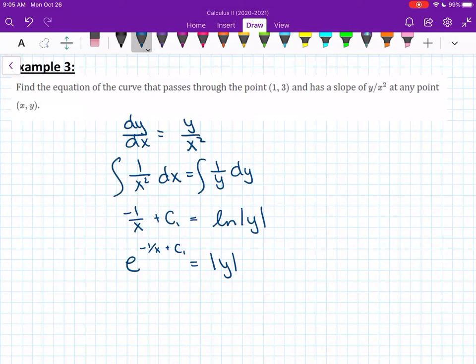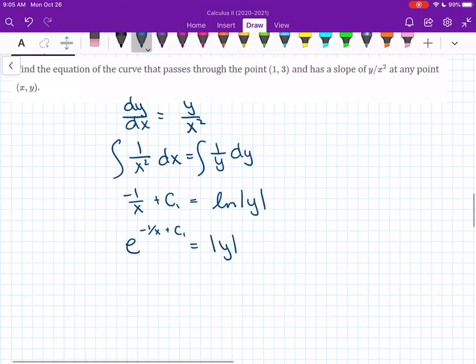So I get the absolute value of y equals e to the negative 1 over x plus a constant. Once again, we get plus or minus, and we can also do the e to the c sub 1 as a new constant. So I'm going to write this as y equals some new constant, that includes the plus or minus from the absolute value and e to the c sub 1, and then e to the negative 1 over x.